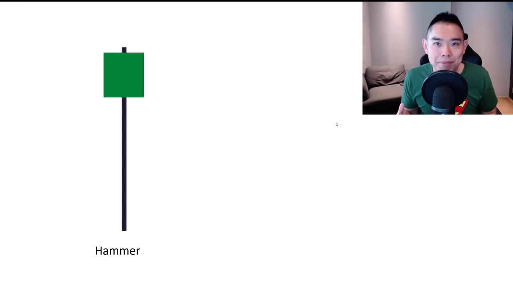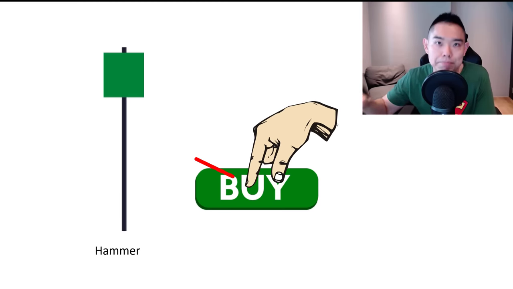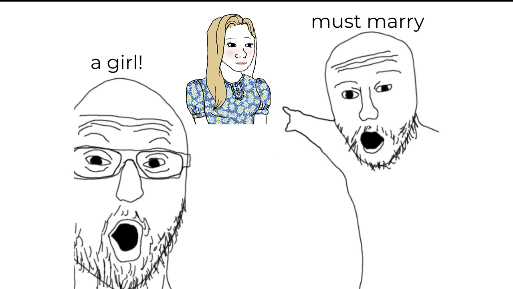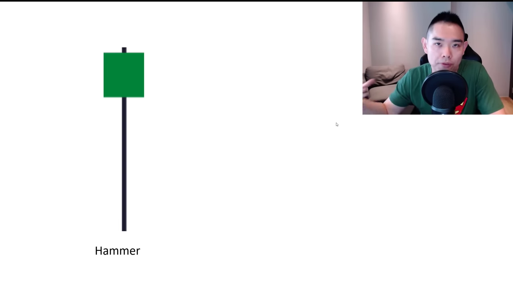Now, some of you might be thinking, oh, Rayner, I know, I just need to spot a hammer on a chart and then I click buy. No, not quite yet, my friend, because if you were to do that, you will find that you'll get a lot of unnecessary losses. So we don't just want to blindly buy a hammer when we see it on the chart. Likewise, we don't just marry any random girl that we see on the street. We have to do a little bit of research, and I'll explain to you later what I look for before I trade the hammer.